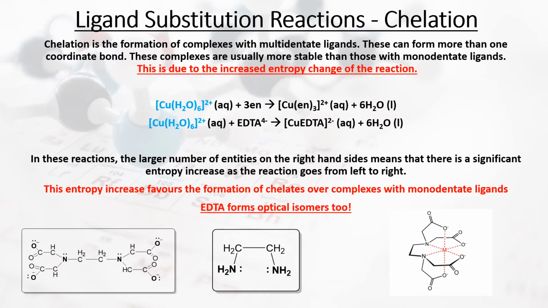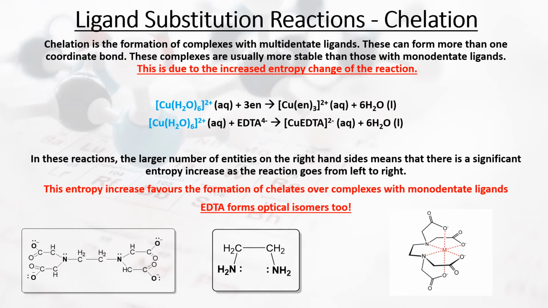And so these complexes are usually more stable than those with monodentate ligands. The formation of these chelate complexes is favoured. The main reason is because of the increased entropy change of the reaction. And so we've seen in the first video of this series, when we looked at complex formation, a couple of examples, and I'll reiterate them here.